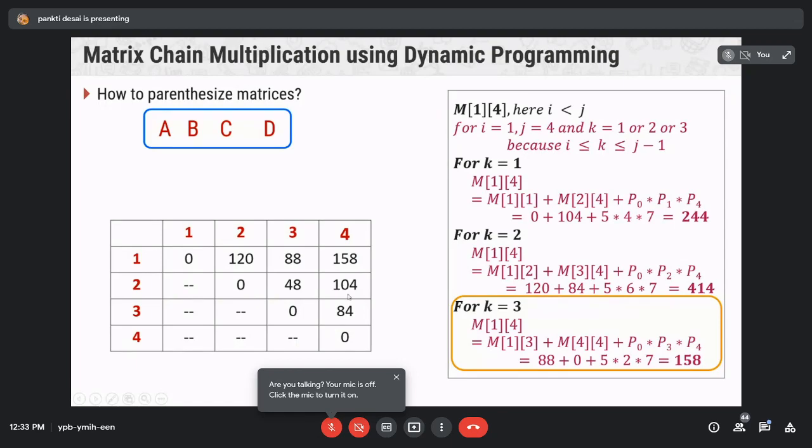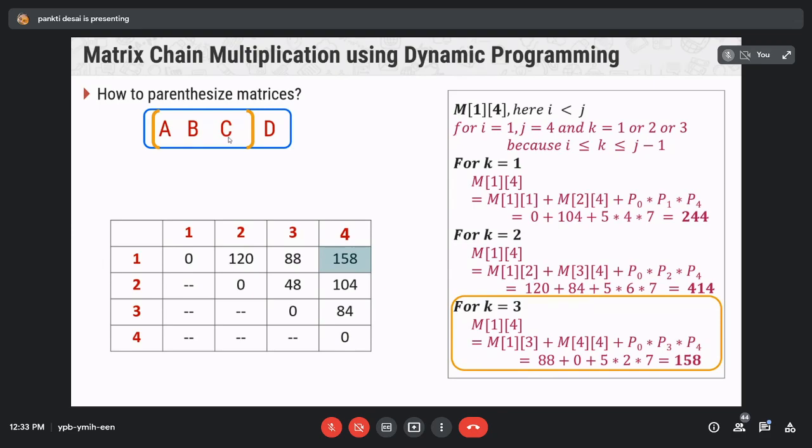It is a little bit tricky. So here M14 gives you the optimum cost. Now to obtain the optimum cost at M14, which k value is used? k equals 3. So the first three matrices are parenthesized together. And after three, whatever matrices remain, here we have only four matrices. So the first three matrices are parenthesized together.